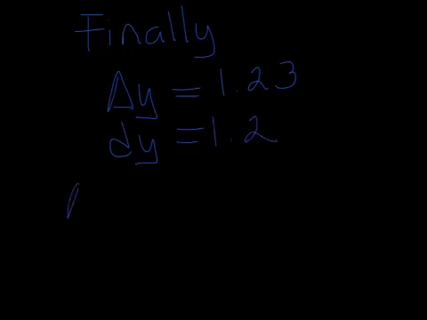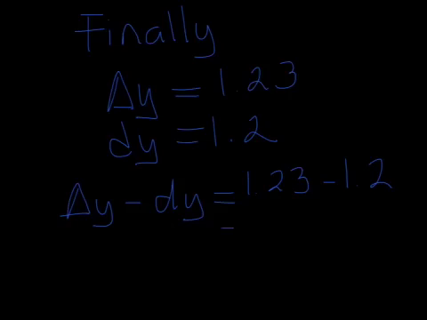So now, the difference between the real change and the approximation would be 1.23 minus 1.2, and that equals 0.03. So, as you can see, if we use the differential, it's a pretty easier job compared to the job that we have to do by calculating the delta y. That's why we're going to use the differential of y to estimate some values for some function.